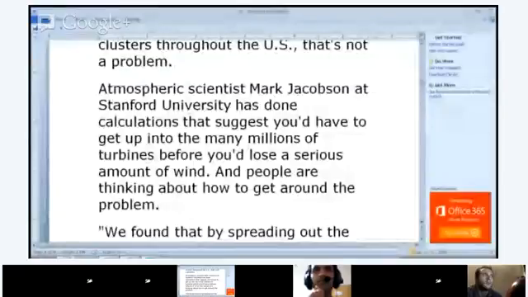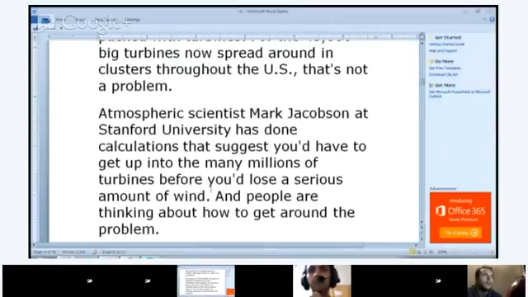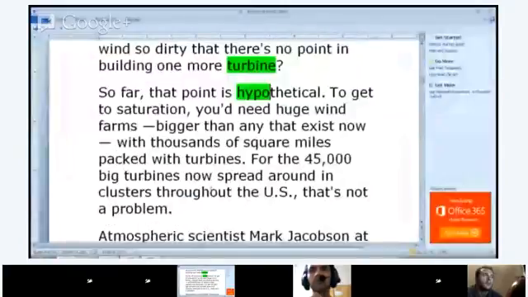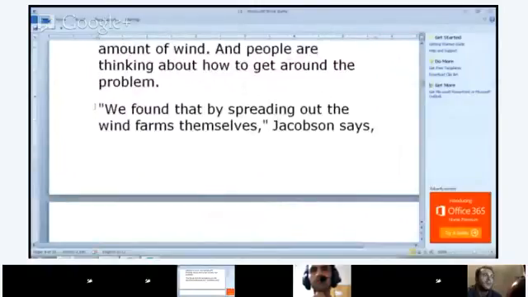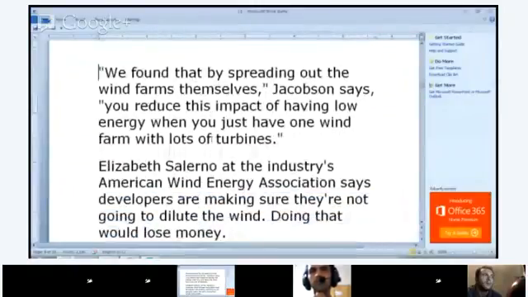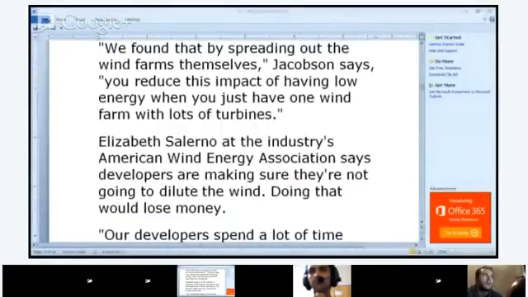Okay. All right, and could you read the next paragraph for us, please? Atmospheric scientist Mark Jacobson at Stanford University has done calculations that suggest you'd have to get up into the many, many millions of turbines before you lose a serious amount of wind. And people are thinking about how to get around the problem. Okay, good. All right. So we need lots and lots of turbines before we start having this problem. But efficiency is very important with these wind farms. Just even 1% less wind would be a problem.